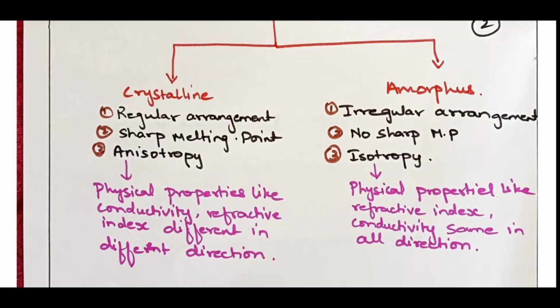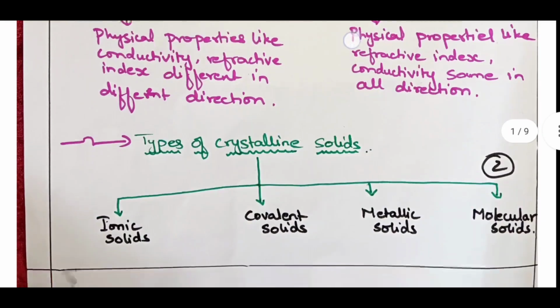Whereas amorphous solids have properties like irregular arrangement. It does not have a sharp melting point. It is isotropic in nature. What do you mean by isotropic? The physical properties like refractive index and conductivity remain the same in all directions. If you measure from any direction, the properties remain the same. Whereas in crystalline, if you measure the physical properties, they remain different in different directions. That's the difference between crystalline and amorphous.